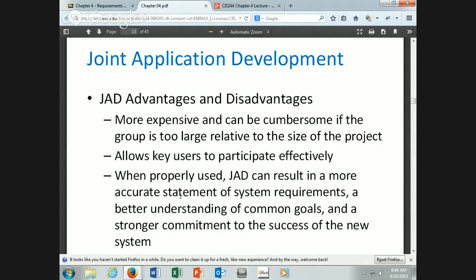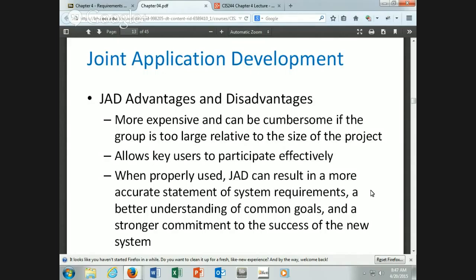JAD can result in a more accurate statement of system requirements, better understanding of common goals, and a stronger commitment to the success of the new system. Yes. So, accurate statement of system requirements. Well, we have more people involved, right? And so what do we know about having more people involved? We get more ideas, okay, but it costs us time.